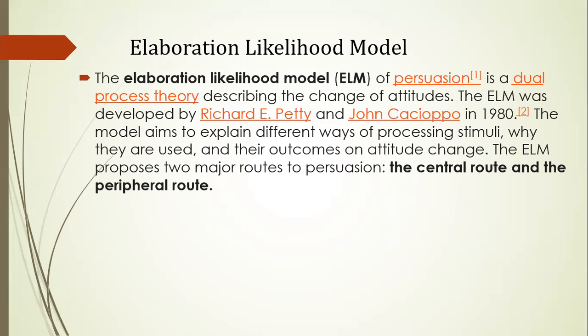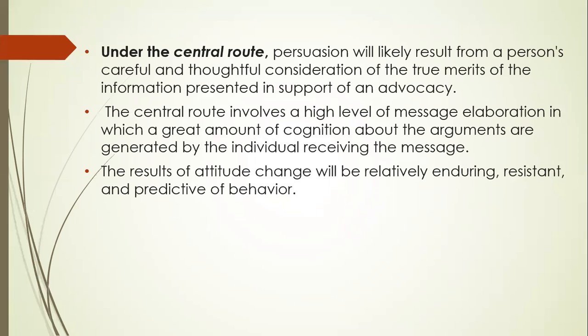It has two major aspects. One is the central route and the other is the peripheral route. Now, if you see how the central route actually works, persuasion will likely result from a person's careful and thoughtful consideration of the true merits of the information presented in support of an advocacy.